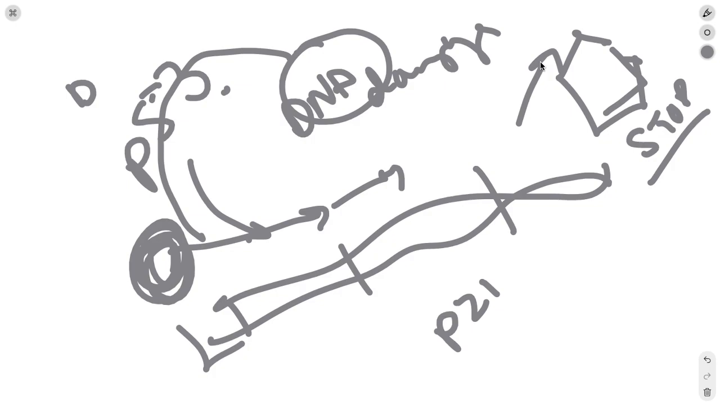That's the molecular switch, right? P53 is a transcription factor that gets switched on and off, and who switches it on and off is DNA damage. DNA damage is there. We need to activate P53, right?